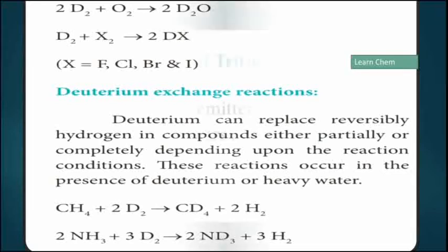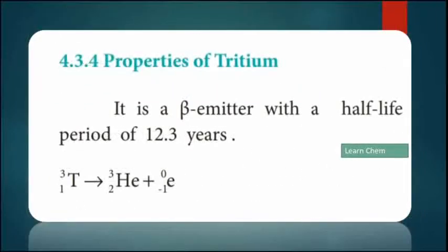Next, tritium. Tritium is a radioactive substance. It emits beta radiations. So, how do these radiations occur? Tritium decomposes into 2He3, helium particles, plus emits beta rays, and the half-life period of tritium is 12.3 years.